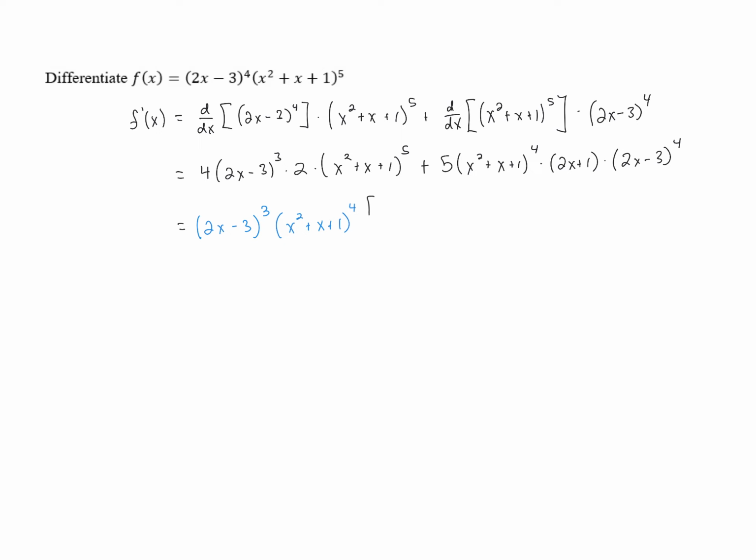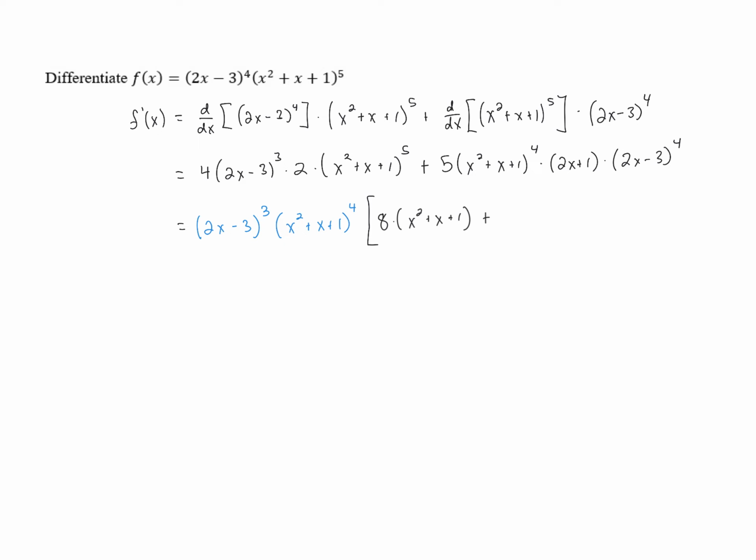And if we pull those out, let's see what's left in each of them. In the first one, if we pull out (2x minus 3) cubed, that gets rid of that whole bit, and we're left with 4 times 2, which is 8, times... Now we had 5 factors of this, but we pulled out 4, so there's 1 factor of that left. So remember we said 4 times 2 was 8, and we had 1 factor of this left, so x squared plus x plus 1.